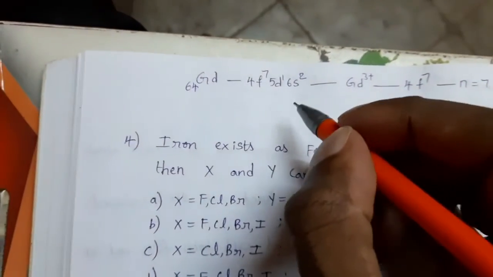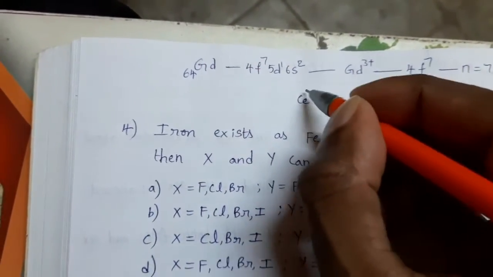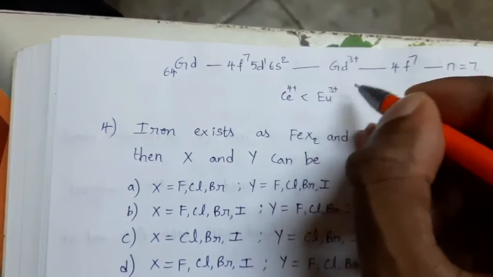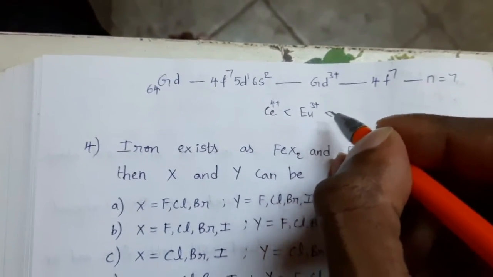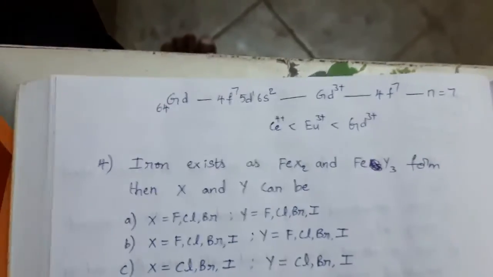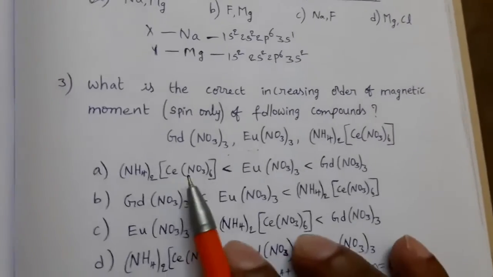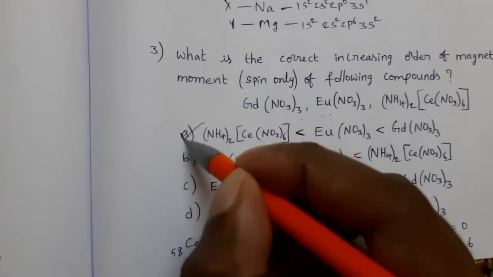Then what is the correct option? Ce4 plus less than Eu3 plus less than Gd3 plus. This is the order. Then what is the suitable option? Option A is the suitable one. This is the answer for this.